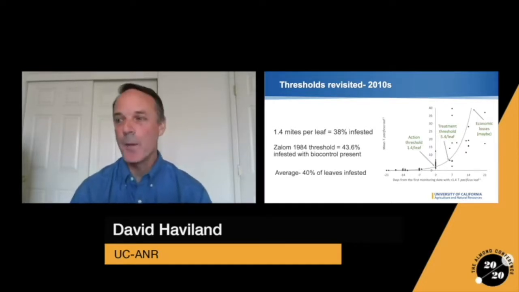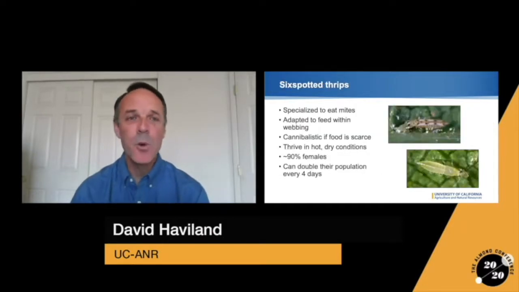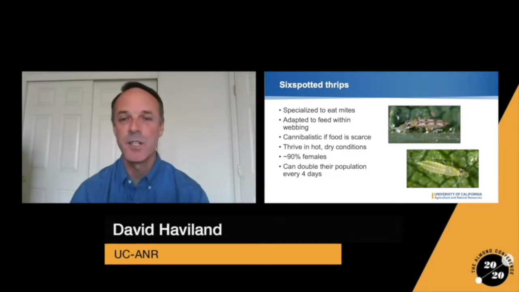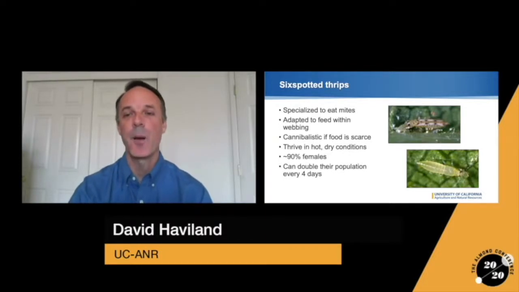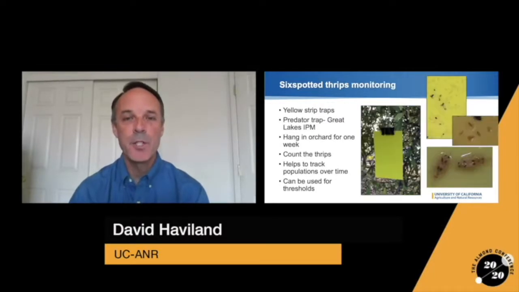So what about the thrips? The six-spotted thrips are specialized to eat mites. They're very adapted to do that, thrive in hot conditions. Most of them are females, they lay lots of eggs. We know they can double their population every 4 days. So excellent biocontrol organism.